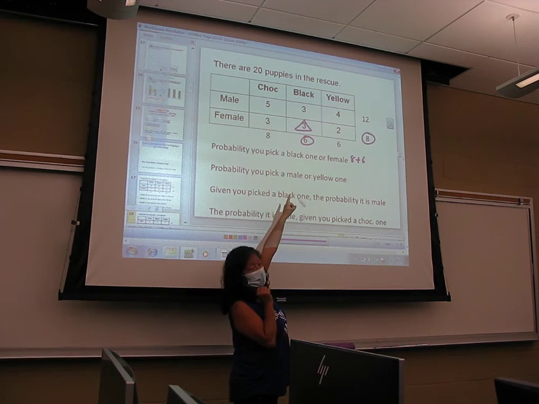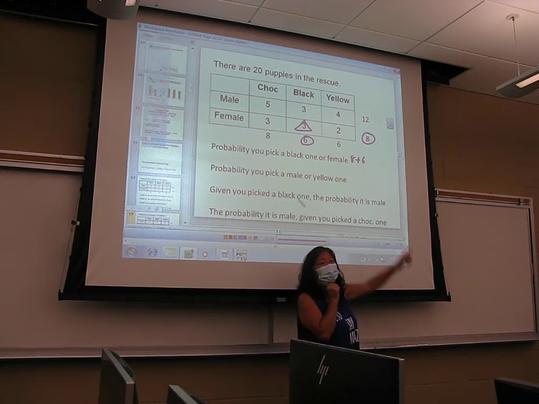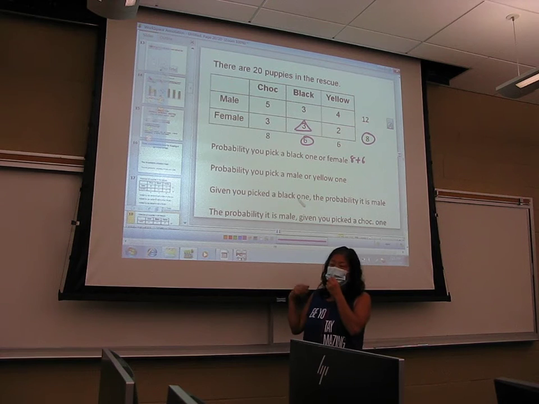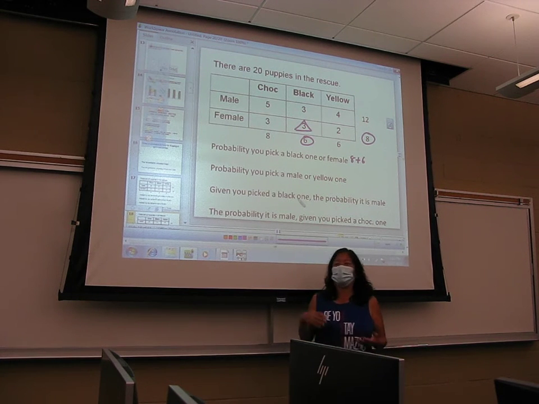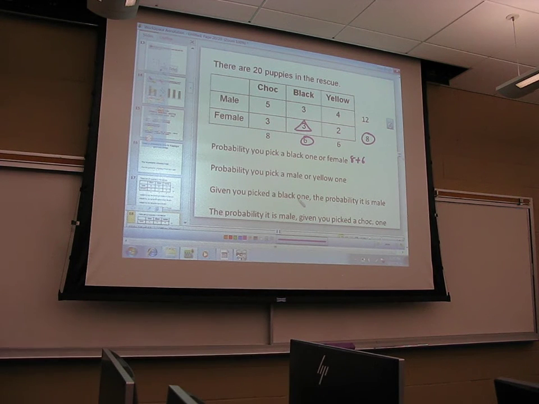The 3 black female puppies, they're getting counted in the black total, and they're getting counted in the female total. They're getting double counted. Does everyone see that? So you have to subtract off 3 so you only count them once, because it's getting counted twice. So it's only getting counted 1 time. Out of 20, so that would be 11 out of 20.